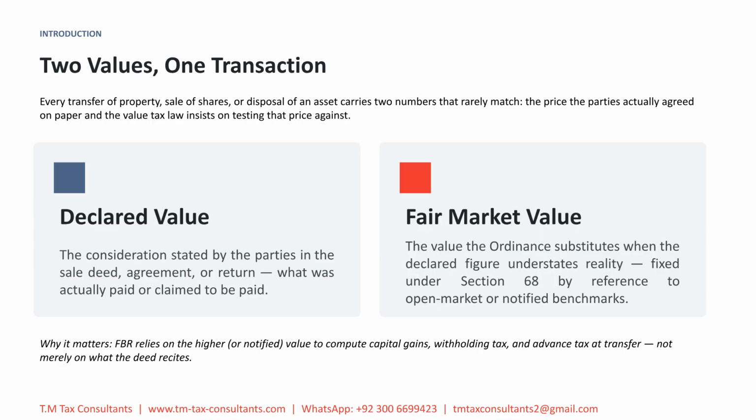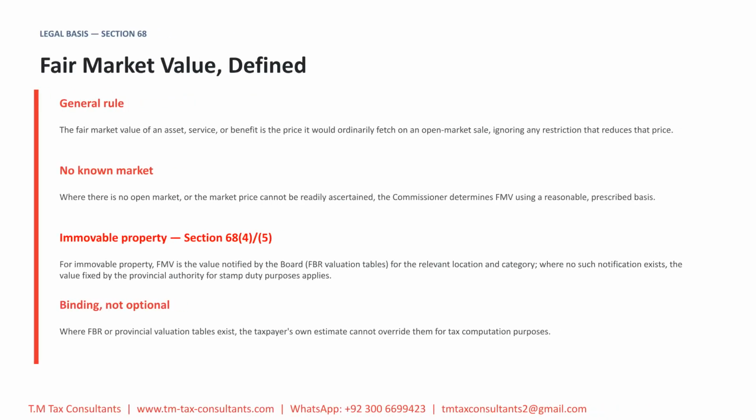Why this matters is that the FBR uses the higher of these values to compute taxes like capital gains and withholding tax. Under Section 68, the fair market value is defined as the price an asset would fetch on an open market. For immovable property, FBR-notified valuation tables are binding, and taxpayers cannot override these figures for tax computation purposes.